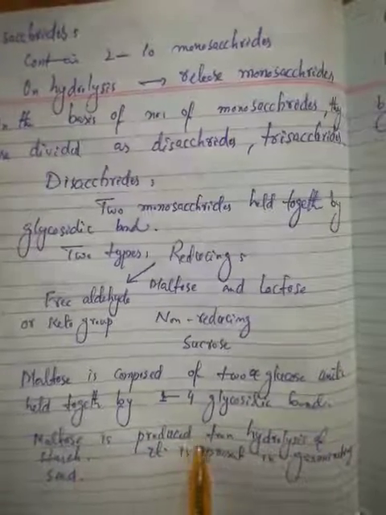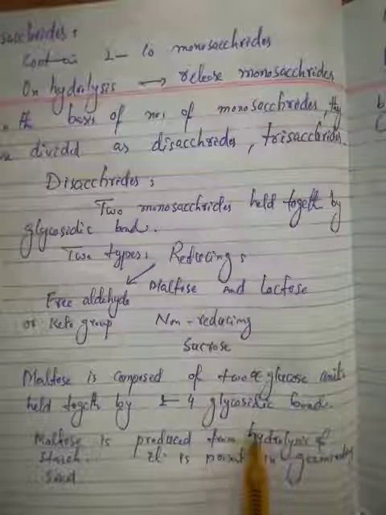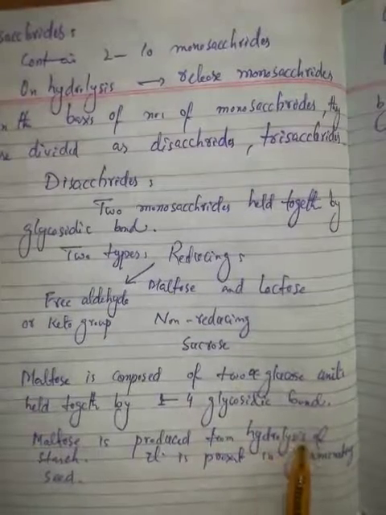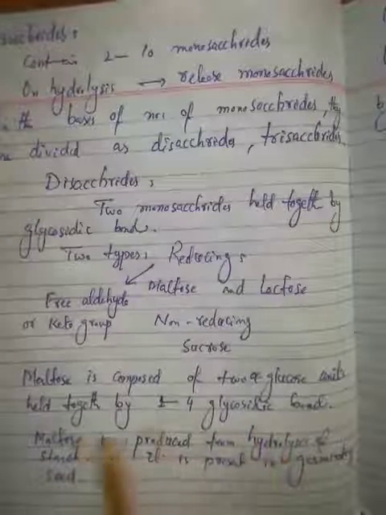Maltose is produced from hydrolysis of starch, and it is present in germinating seed. Starch is stored in the seeds, and when the seed starts to germinate, metabolism starts and starch is converted into maltose. So maltose is present in germinating seed.